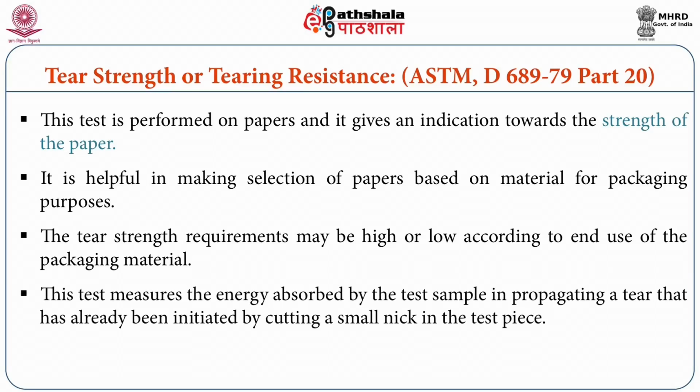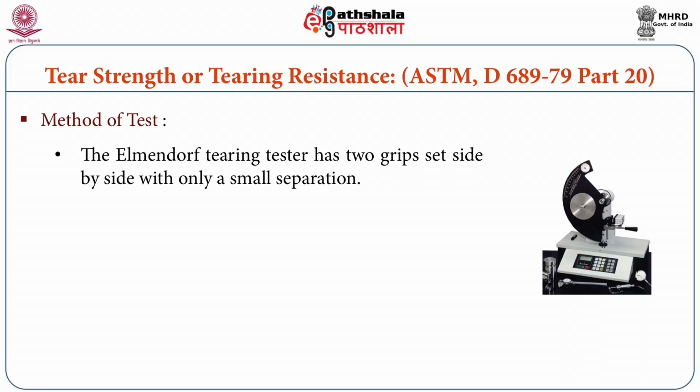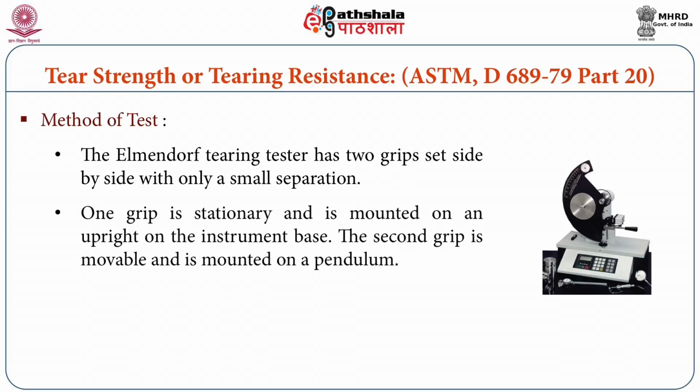This test measures the energy absorbed by the test sample in propagating a tear that has already been initiated by cutting a small nick in the test piece. The Elmendorf tearing tester is used for this test. It has two grips side by side with only small separation. One grip is stationary and is mounted upright on the instrument base.